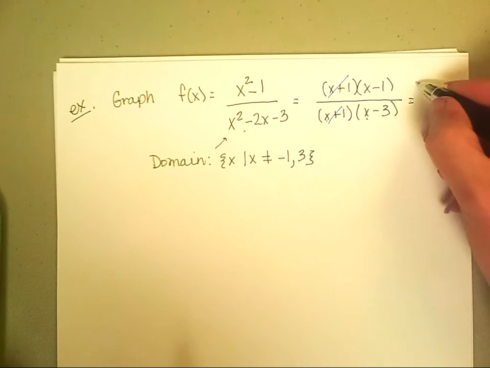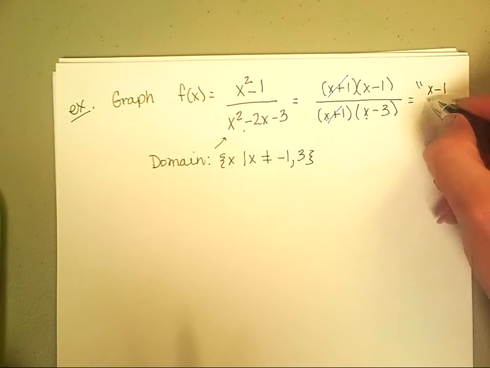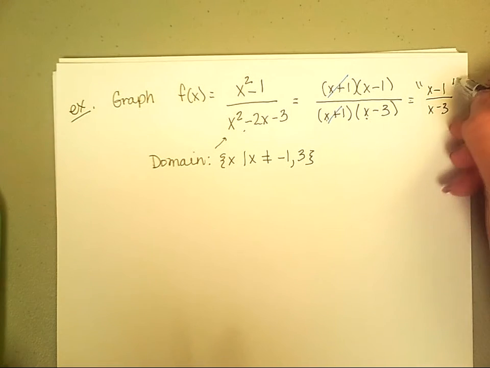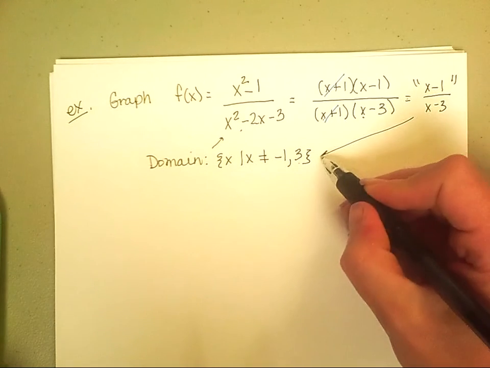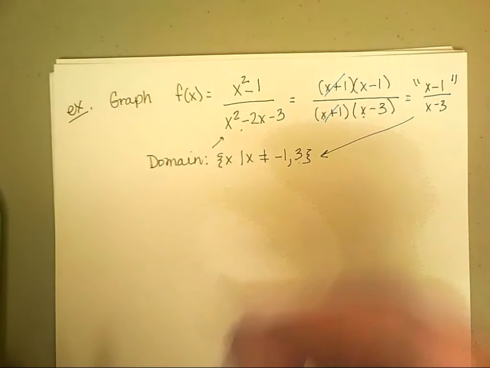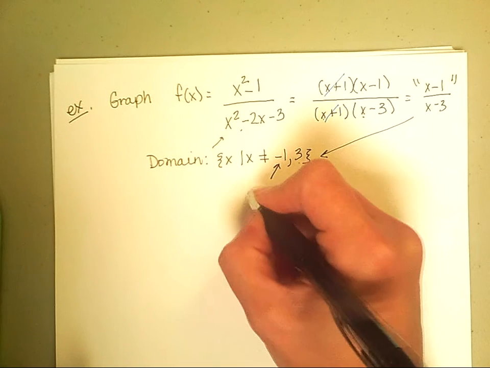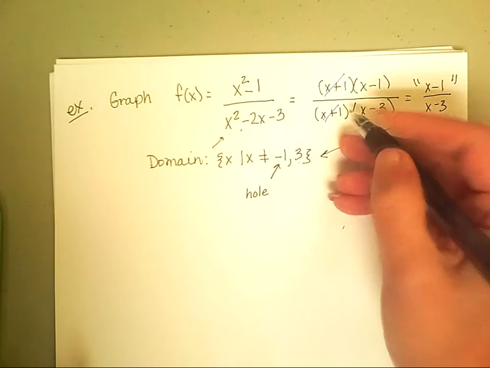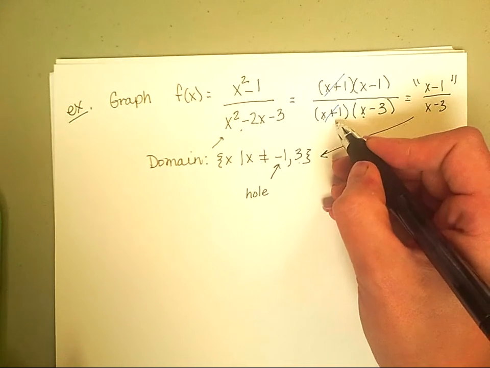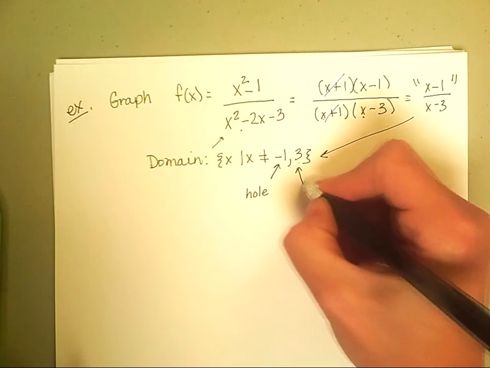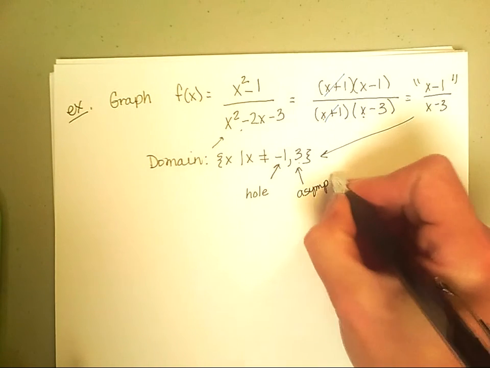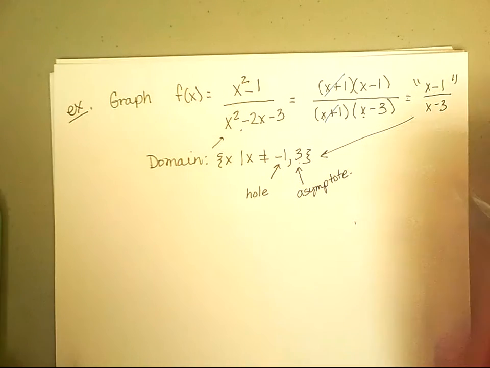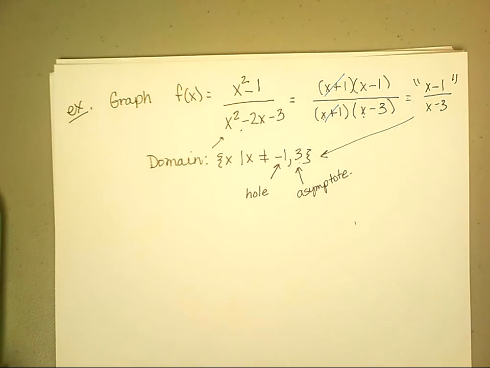So this acts like this reduced function x minus 1 over x minus 3, except this is the domain for it. Okay. So what we're going to see happen here is that this value that we were able to cancel will lead to a hole in the graph, while the one that isn't canceled leads to an asymptote.